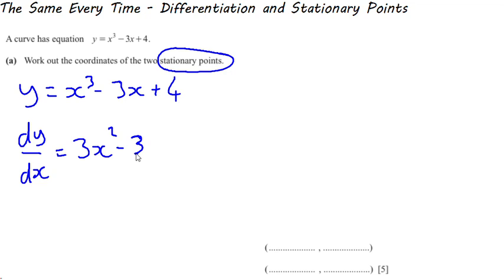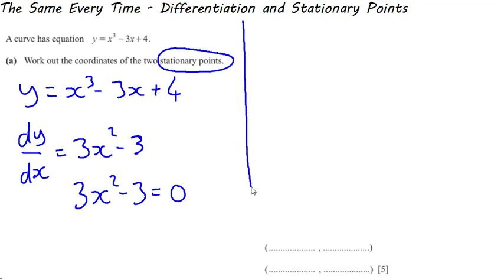So at stationary points, sometimes called turning points, dy by dx equals 0. So your first move to get yourself into the method marks: work out the dy by dx, differentiate, and then put your differentiation equal to 0.